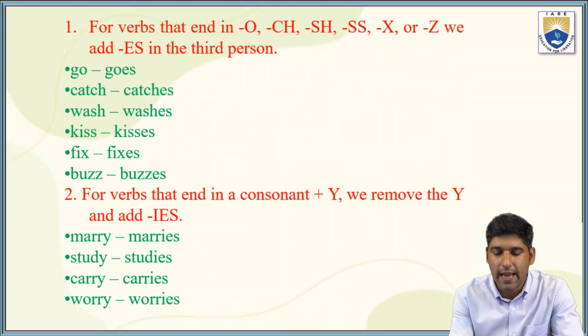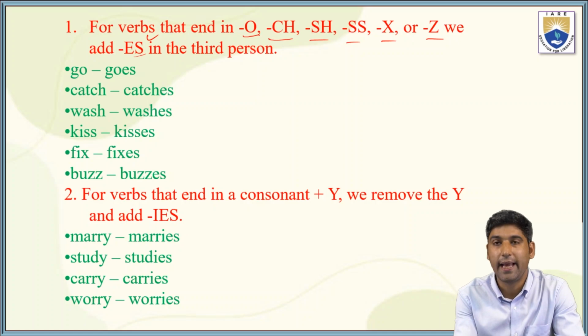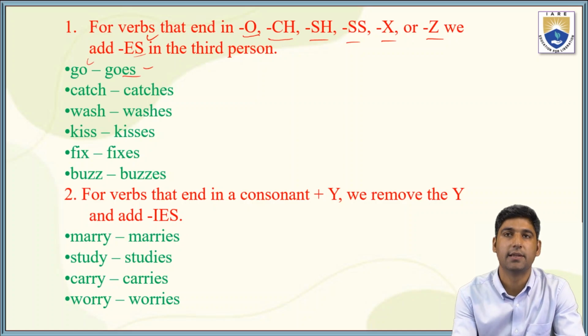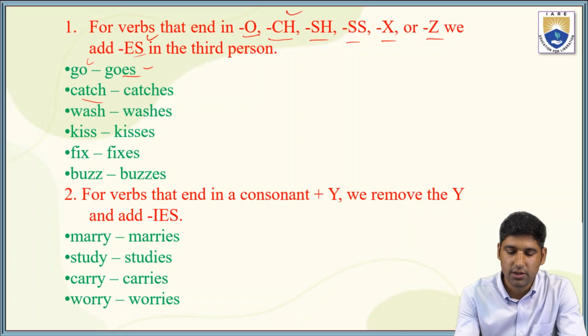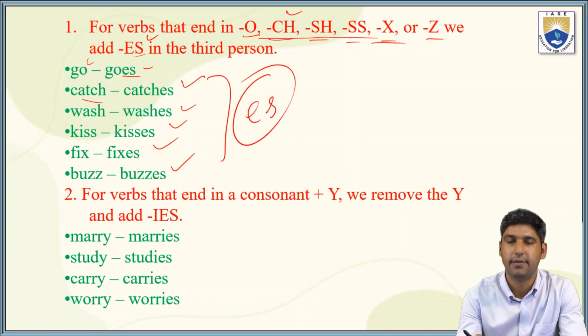For verbs that end in o, ch, sh, ss, x or z, we add es. If you have a verb which ends in o, ch, sh, ss, x or z, we add es to them. See, go ends in o, it requires es: goes. Catch, ch, catches. Wash, washes. Kiss, kisses. Fix, fixes. Buzz, buzzes. So the verbs which end with these letters, they require es at the end.